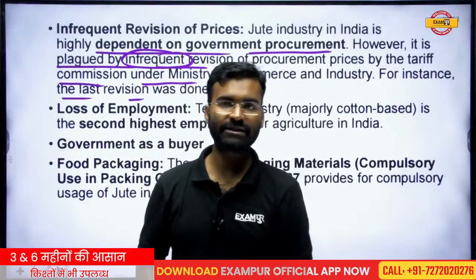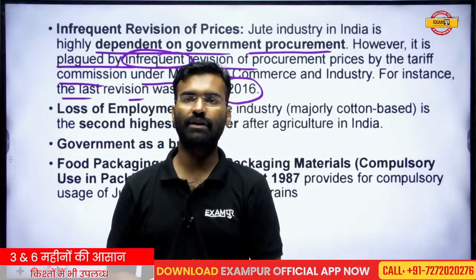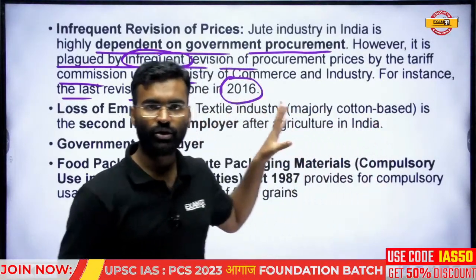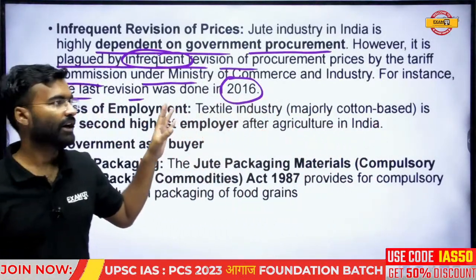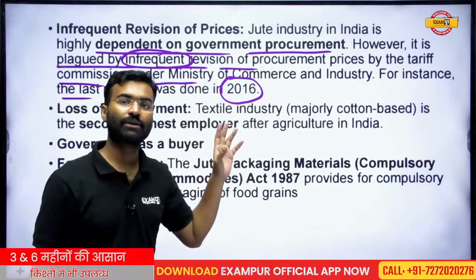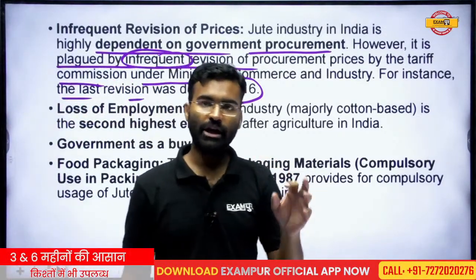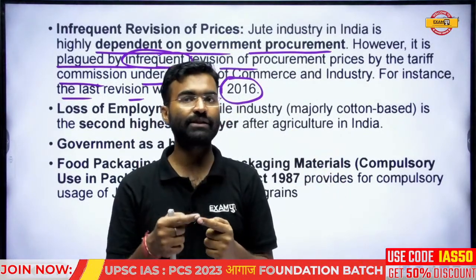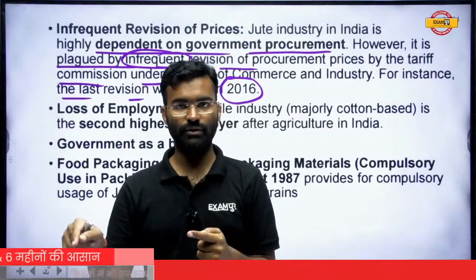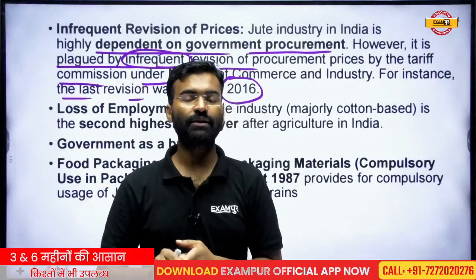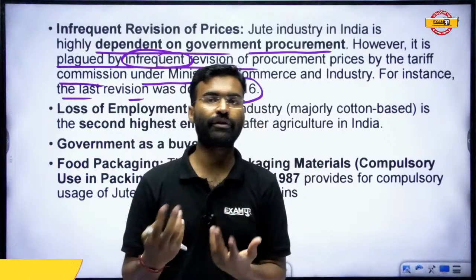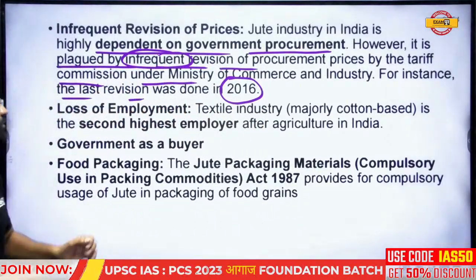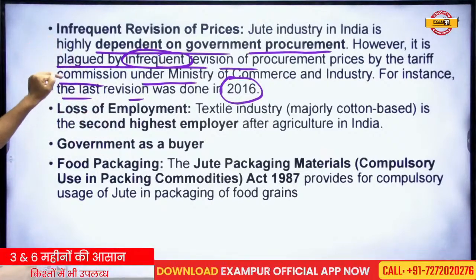As you read about the MSP, there is frequent revision for crops like wheat and paddy, but frequent revision is not taking place in the prices of jute, and this is a big problem. If you fix a price in 2016 and you want to purchase the products in 2022 at the same price, then it is not a fair deal for the farmers. So this is the problem on the government side.